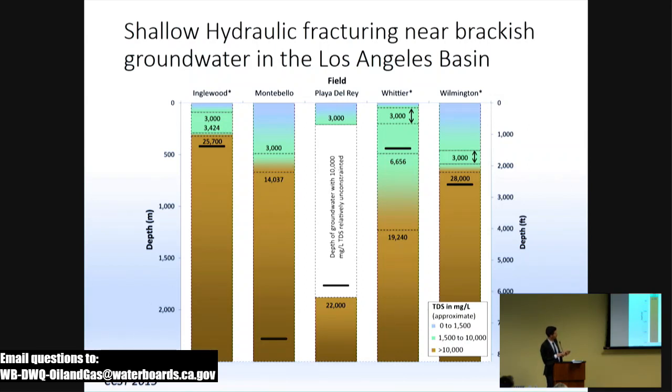In the Whittier field, however, there is some data, at least at that time, to suggest that some hydraulic fracturing occurred in groundwater which should be protected pursuant to this definition. So again, maintaining this definition and being very careful with where we conduct our oil and gas development, and not just hydraulic fracturing, is imperative to protecting groundwater resources in the state.